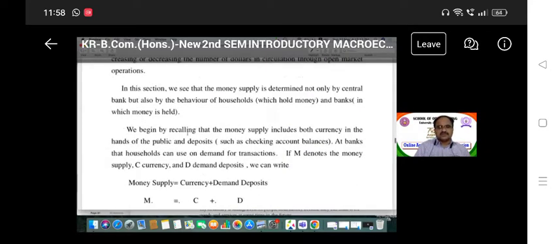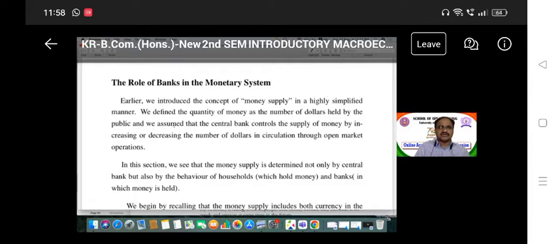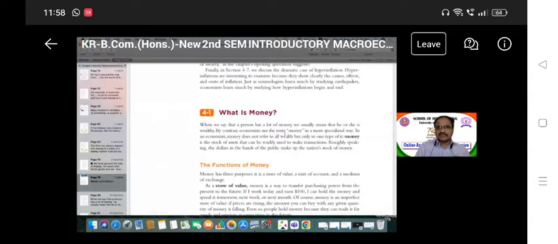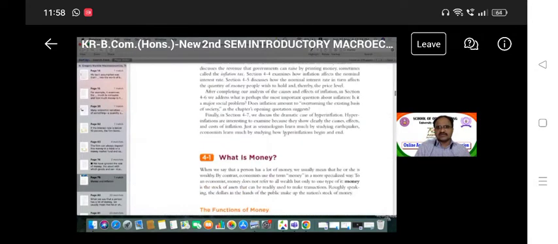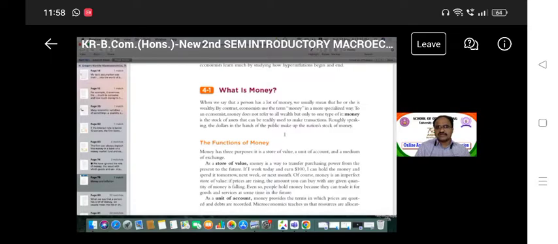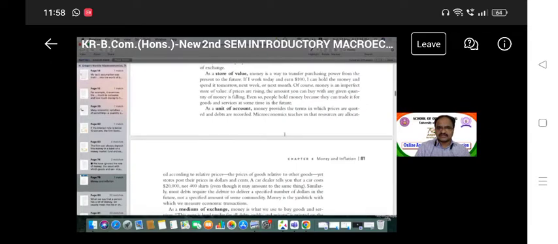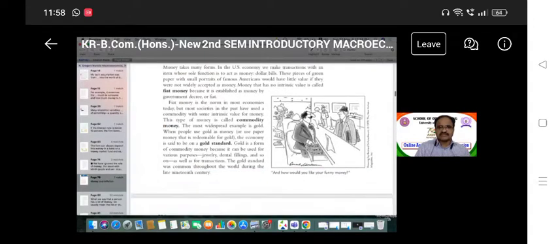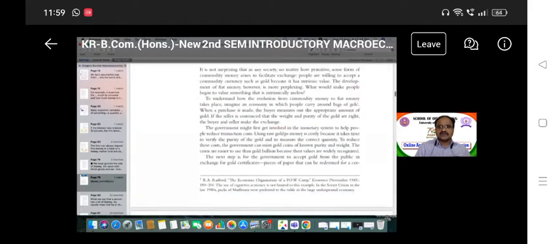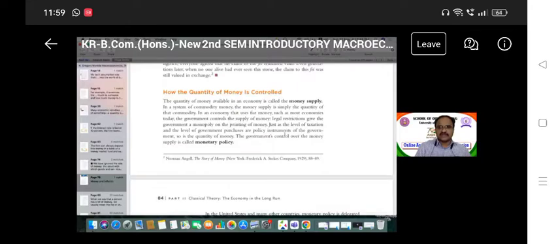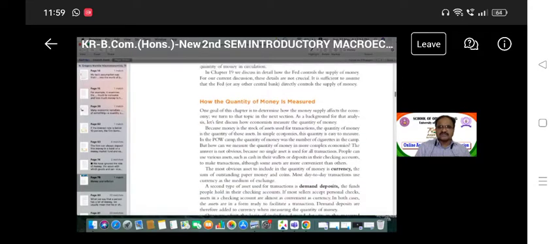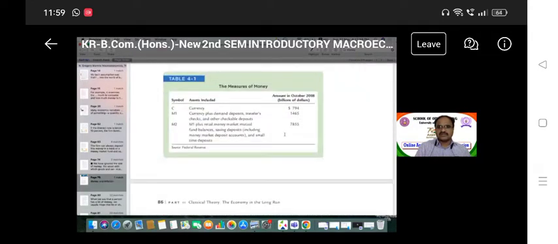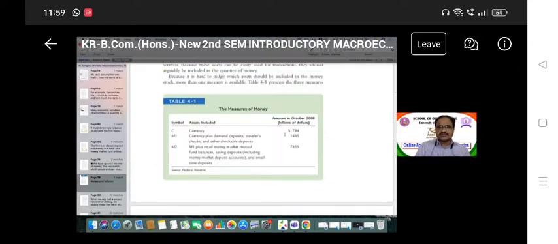Okay, now, what is the role of banks in the monetary system? Before going to discuss that, just go to this book, page number 87, chapter 4, what we are discussing. So far we discussed money, functions of money, types of money: fiat money, government decrees, commodity money, gold standard. Okay beta. After this we discussed quantity of money, supply of money, and how the quantity of money is measured: M1, M2, M3, M4. This is the case study actually, measure of money, how you can measure it, okay beta.